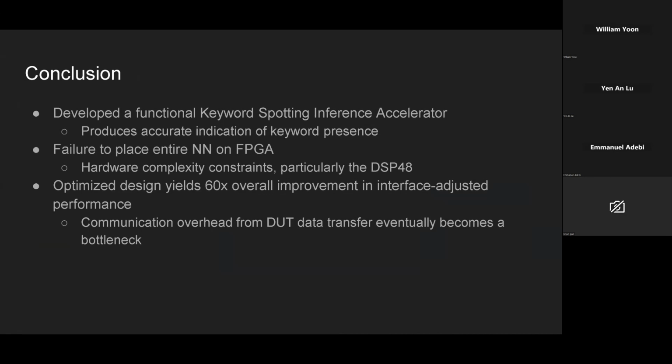So overall, we developed a functional keyword spotting inference accelerator, but we had some drawbacks of not being able to place the entire neural network on the FPGA. Our optimization had about 60 times overall improvement over our baseline version, which was a really significant achievement. So the communication overhead from the DUT for data transfer eventually becomes a bottleneck. So if we had more space in the FPGA, we could put more of the neural network on it and speed up more of the process.